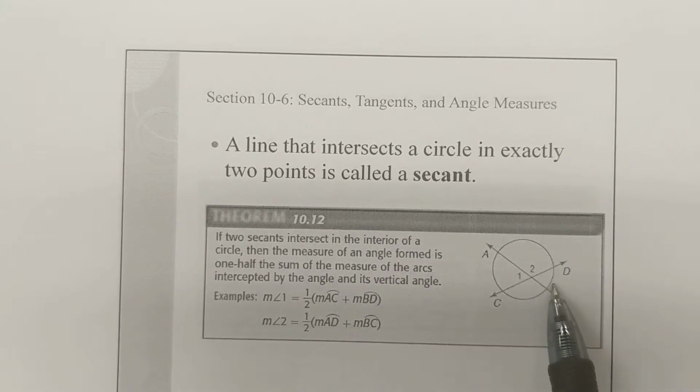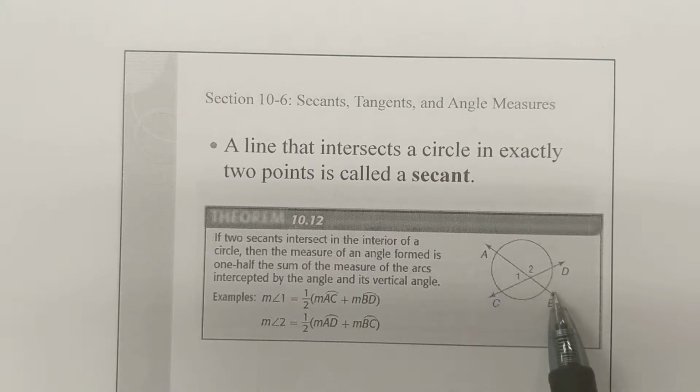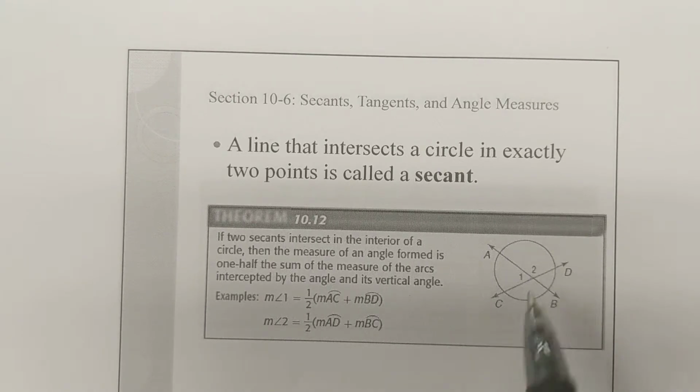So here on theorem 10.12, you have 2 secant lines that cross inside the circle. To find the measure of the angles, either 1 or 2, it's 1/2 the sum of the arcs. So angle 1 connects arcs AC, and if you extend the lines, arc DB. So angle 1 is half AC plus DB. Angle 2 is half AD plus BC.